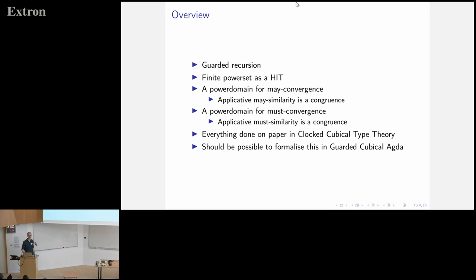And just a disclaimer before I start: everything we've done here, we've worked in our clock cubical type theory, which is a type theory that we developed. And everything I'll present here, we've done the proofs on paper. But since we did these proofs, and this was published at MFPS last year, Andreas actually implemented this clock cubical type theory in guarded Cubical Agda, to an extent that I believe it's quite easy actually to implement this in Agda, and just for time reasons I haven't done it yet. So I believe we can do this now.